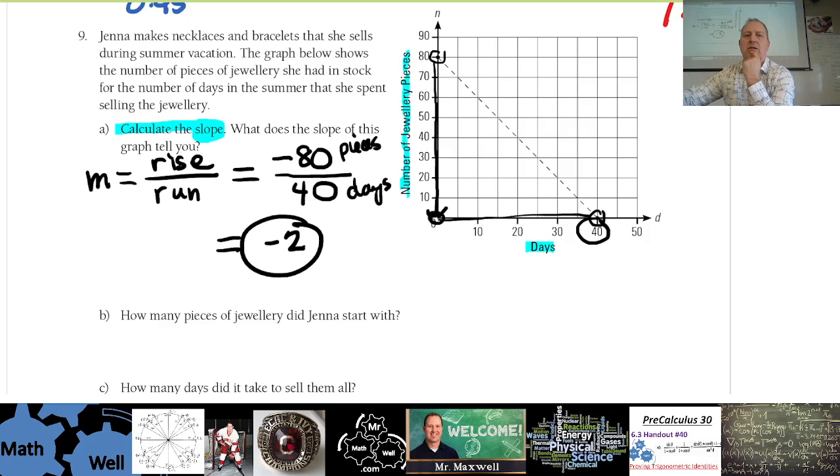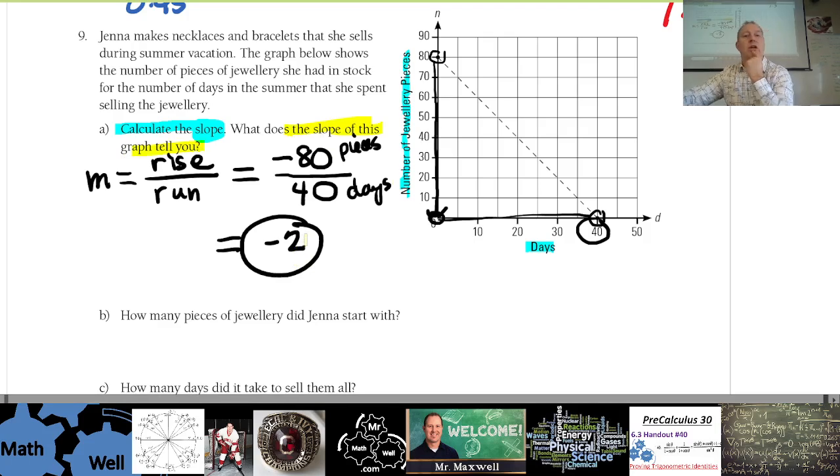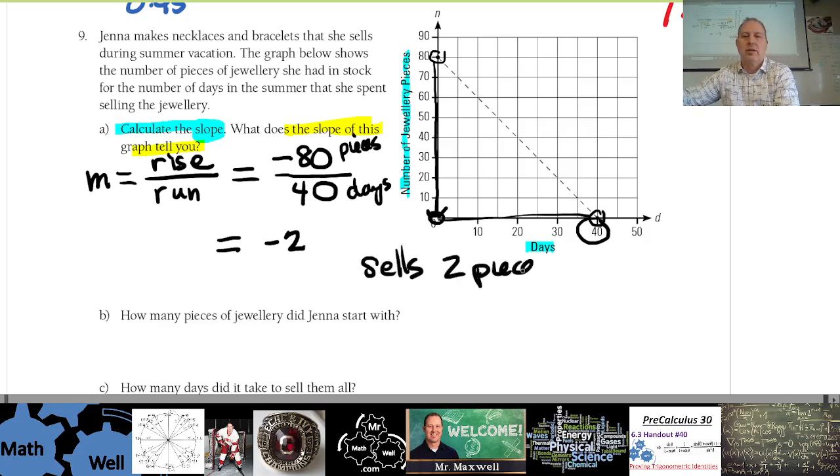So what does this slope tell you? What does it mean? The number of pieces that she has goes down 2 pieces every day. That's exactly right. So she sells 2 pieces each day.